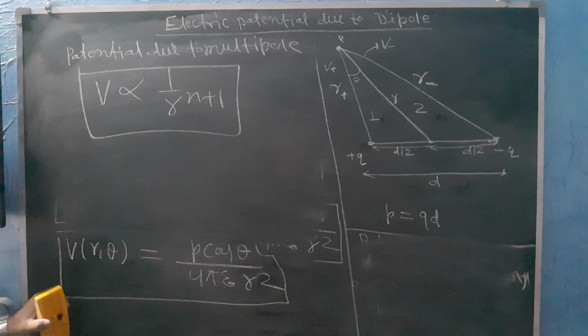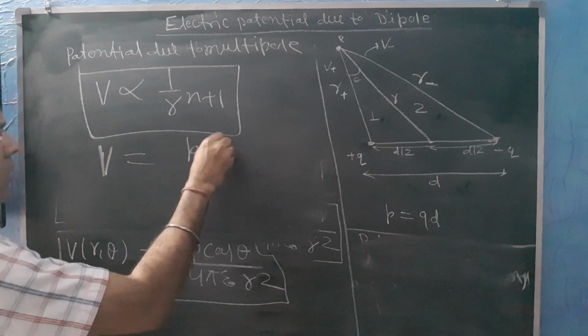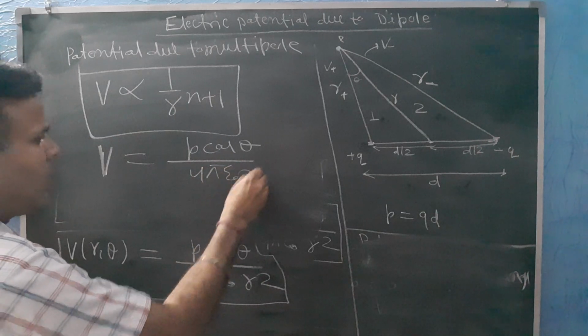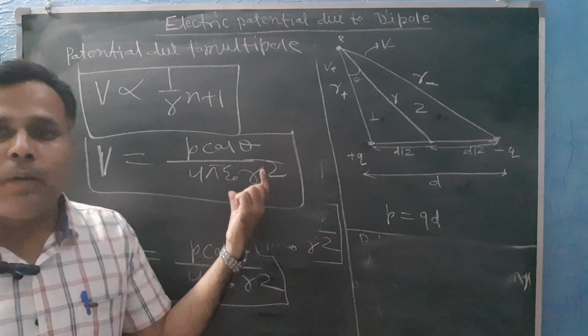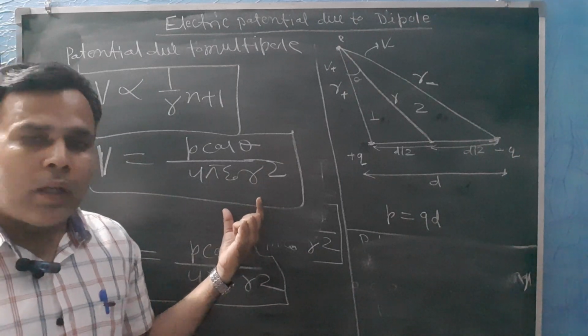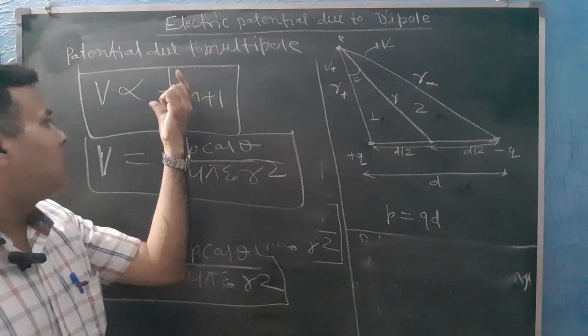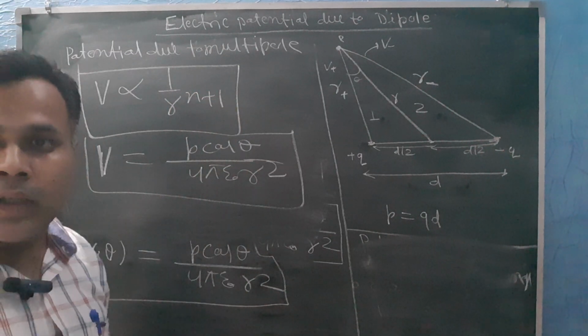And the final profile of potential for the dipole is simply p cos theta by 4 pi epsilon naught r square. So this is the general profile of potential due to a dipole, and it's all about the expression of potential due to a dipole, and this is the general form for the multipole expression. Okay, it's all about this lecture.